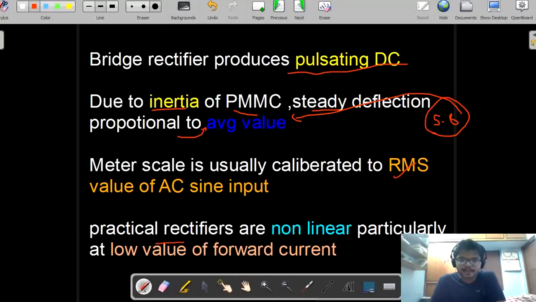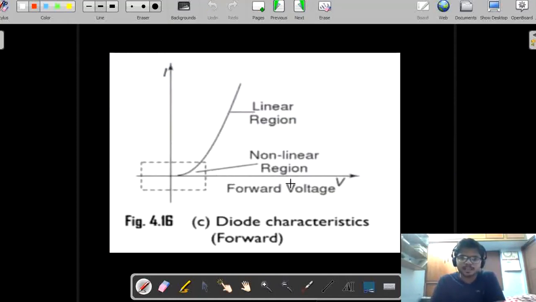Practically, rectifiers are non-linear, particularly at low values of forward current. Why? We will see now. We all know the VI characteristic of a diode is this. See, at low voltage and low current, I have a section which is non-linear in shape. It means here my device will show a very high deflection of current even for a small rise in voltage. From here it will show a very linear shape.